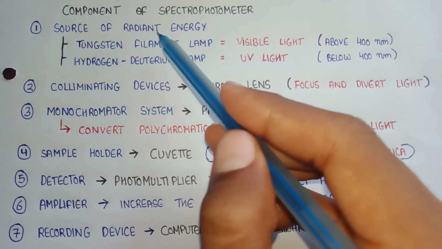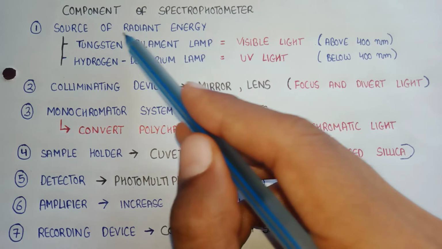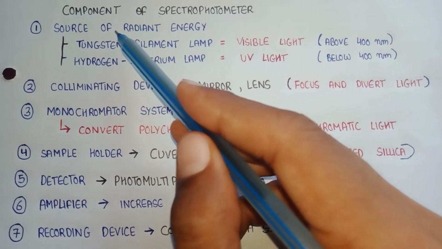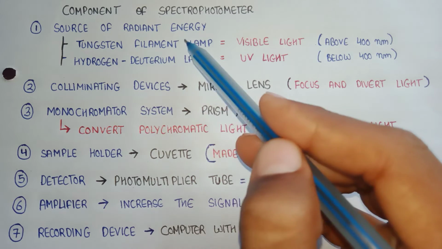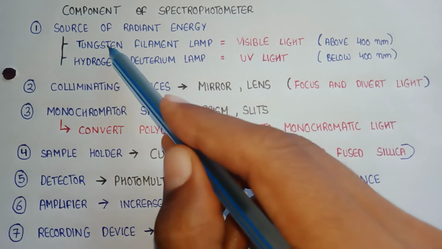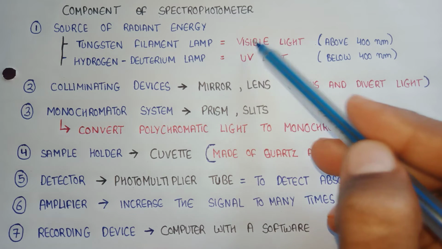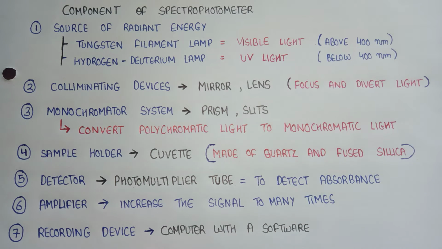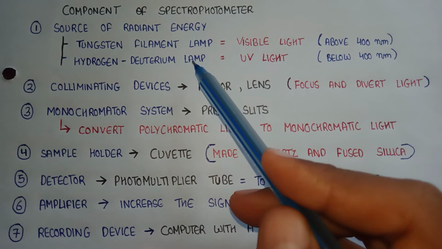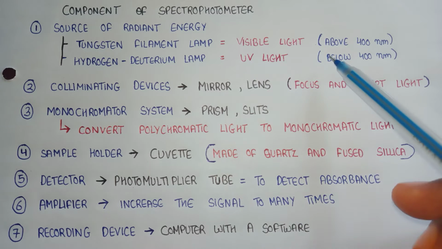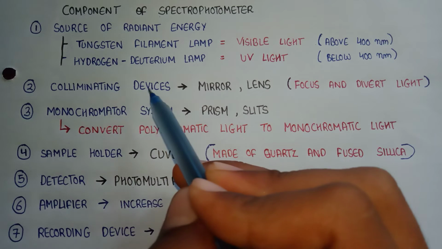First is the source of radiant energy, from where the UV light or visible light will come. We have two sources: tungsten filament lamp or hydrogen deuterium lamp. The tungsten filament lamp emits radiation in the visible range. The visible range is above 400 nanometer, whereas the hydrogen deuterium lamp emits radiation in the UV range, and the UV range is below 400 nanometer.